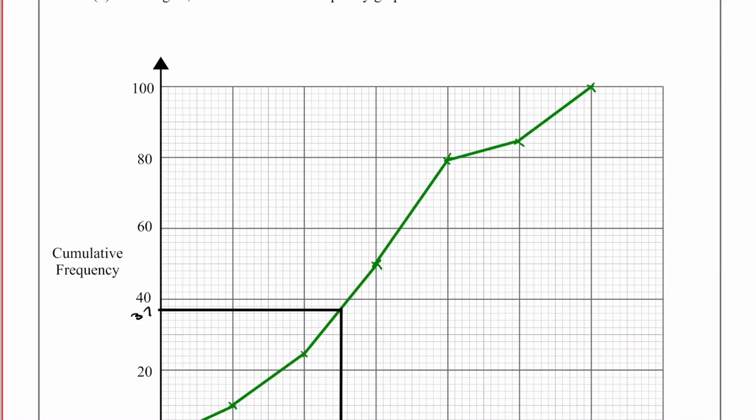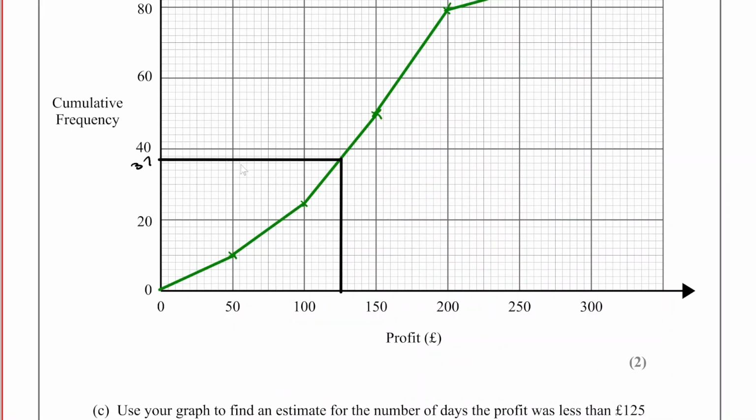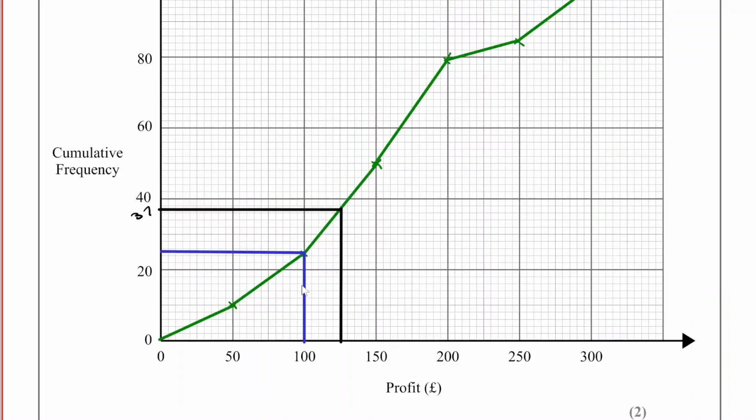Use your graph to find an estimate for the interquartile range. So we're going to split the data into quarters. So halfway, the median is 50. Half of that is 25. So the lower quartile, we're going to go to 25, along to the line and down. So the lower quartile is at 100.